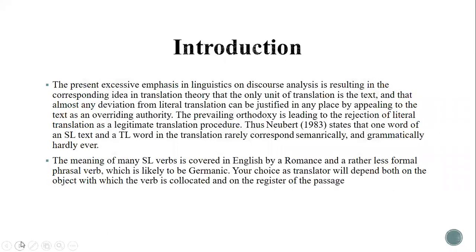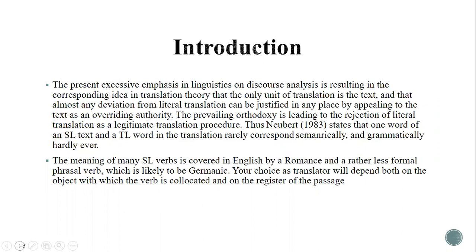The present excessive emphasis in linguistics on discourse analysis is resulting in the corresponding idea in translation theory that the only unit of translation is the text, and that almost any deviation from literal translation can be justified in any place by appealing to the text as an overriding authority. The prevailing orthodoxy is leading to the rejection of literal translation as a legitimate translation procedure.